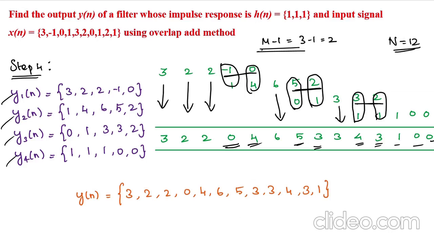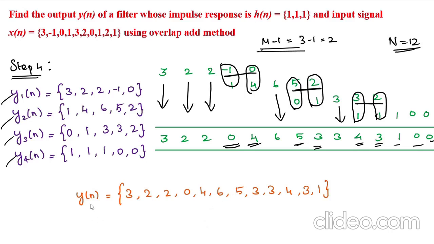Yes, do you remember it? Initially we have calculated the values as 12. So what we are going to do is take the first 12 values. That is 3, 2, 2, 0, 4, 6, 5, 3, 3, 4, 3, 1. This is the answer. These 2 zeros I am going to leave. So first 12 terms I am going to consider. Okay. So now this is the y of n.